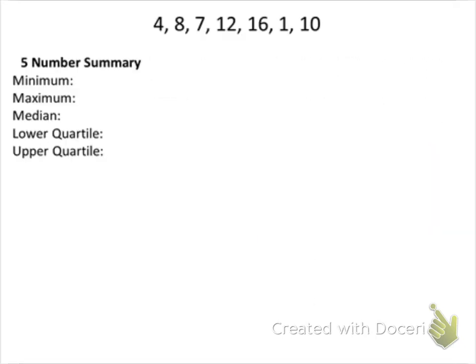Okay, let's make a box and whiskers plot of this data up here. Our first step is to put it in order from least to greatest. So, our smallest number is 1. Then we have 4, 7, 8, 10, 12, and our last number is 16.